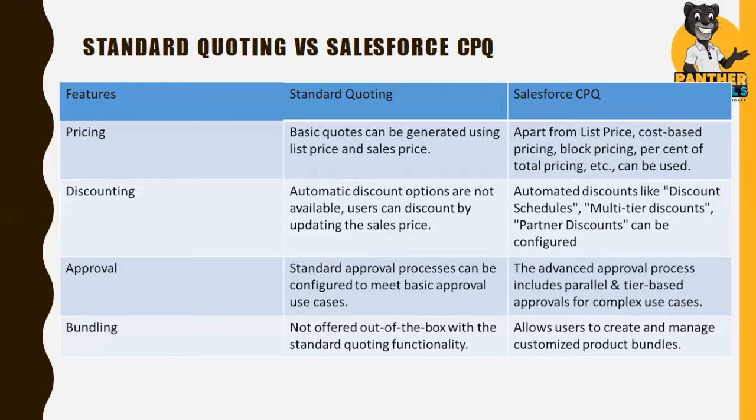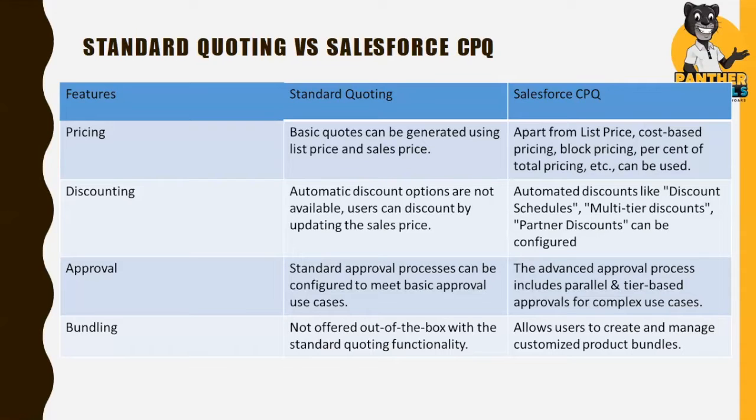If you're talking about pricing, pricing plays the major role here. In the standard quotation, we have only list prices and sales prices, just two prices. But in Salesforce CPQ, we have lots of things: list prices, cost-based pricing, where cost-based means margin floors and so on, block pricing, and in the further sessions we will see in detail percentage of total pricing, and discount scheduling.